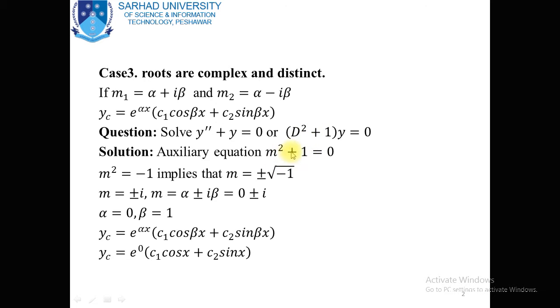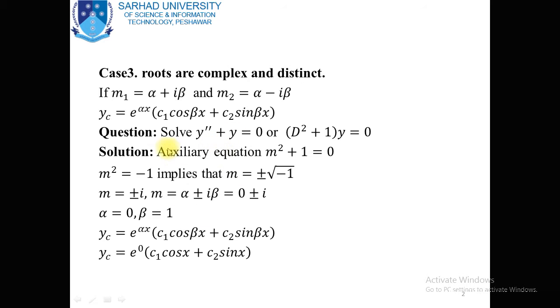Now to find m, we obtain m square is equal to minus 1, which implies that m is equal to plus minus under root minus 1. So under root minus 1 is actually iota. This is a complex number which can be written as 0 plus minus iota 1. So 0 represents alpha and 1 represents beta. By comparison, we obtain alpha is equal to 0 and beta is equal to 1.